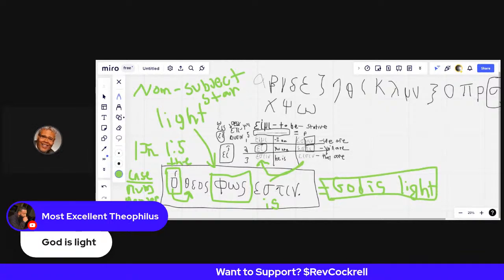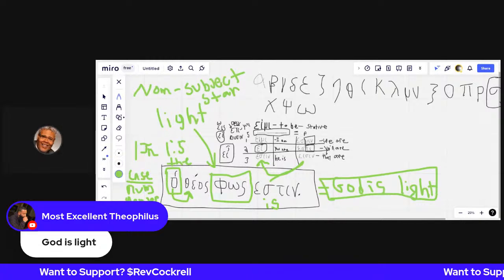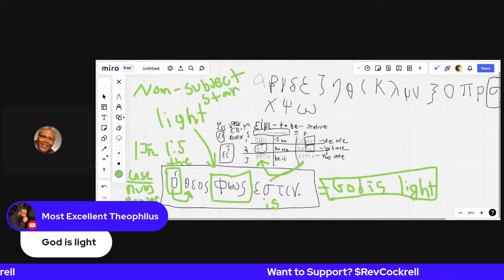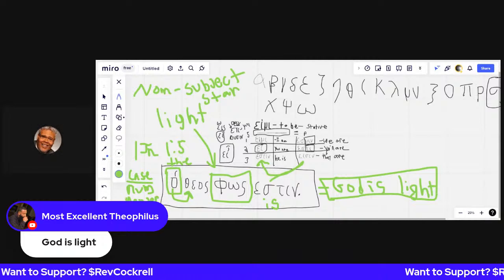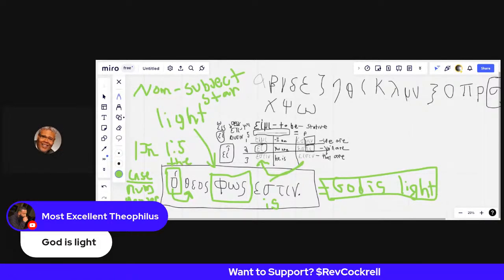We can't switch this around because light is not in the nominative case. This is the nominative case. You can't say light is God. This is not in the nominative case. So God is light. That's how you would translate that out very smoothly.